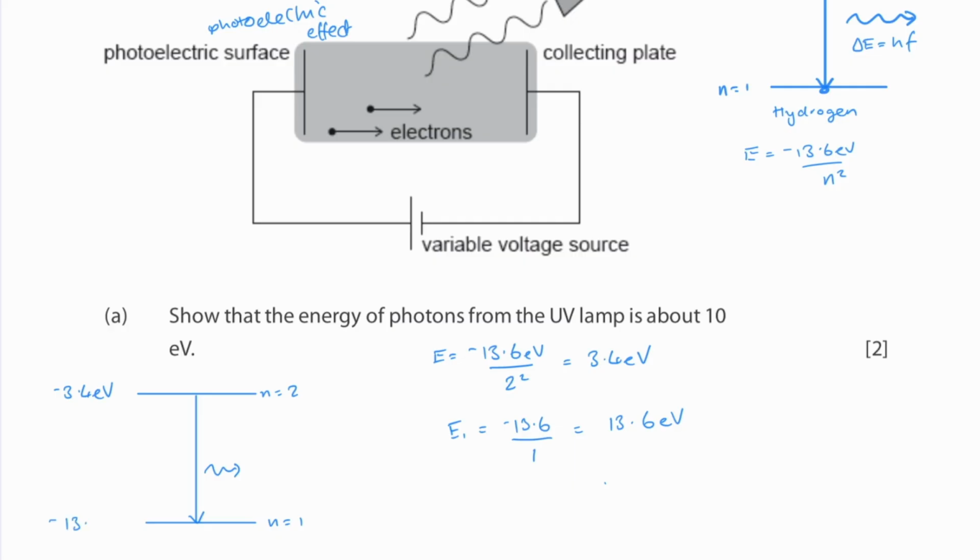The negative just shows that it's bound to the nucleus and that the energy of the electron after it's free is equal to 0 in comparison. So the energy lost in that transition is our change in energy, which is 13.6 minus 3.4, which gives us 10.2 electron volts. And the question says show that it's about 10 electron volts, which is around 10.